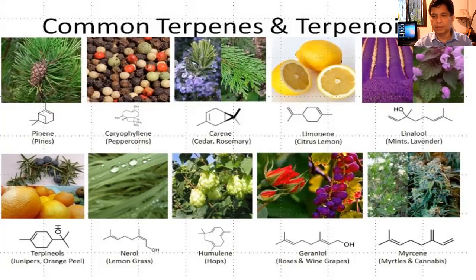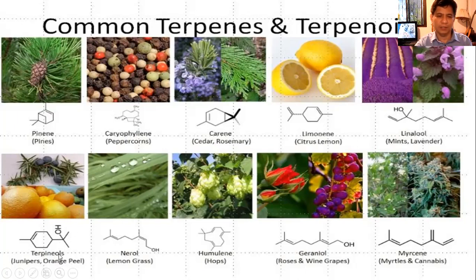Essential oil. You're familiar with lavender? Of course, mints, di ba? Ganyan naman yung mints. And then terpenes, you can find this in orange. Ano bang dala-dala nyo nung organic chem kayo? So, sa junipers, I'm not familiar with junipers. Pero sa orange daw, sa balat ng orange, you have terpenes.